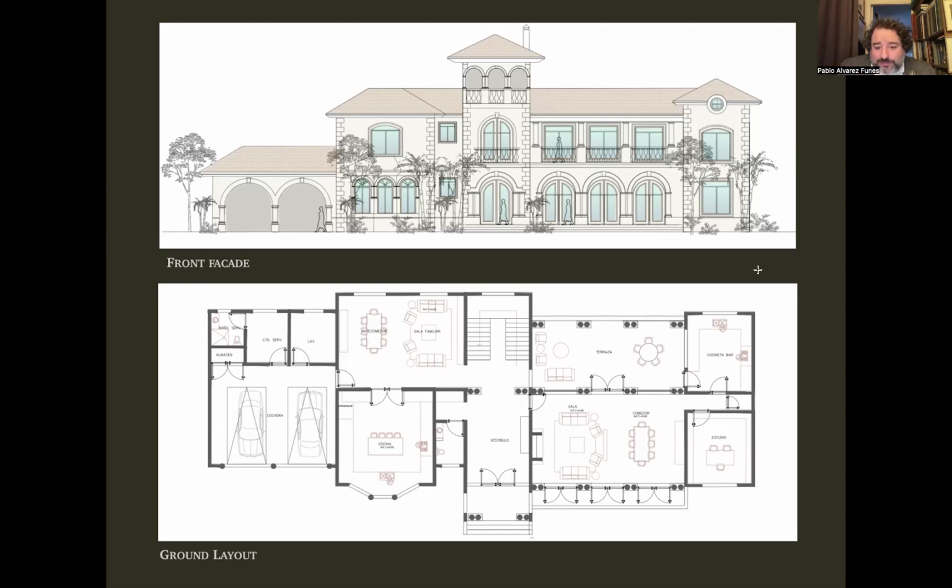But normally you have the columns, and then you have a wall behind. The wall here is missing. It should be there. You're totally right. And then your windows will be like here. So that's my first comment, and that applies everywhere where you have this.